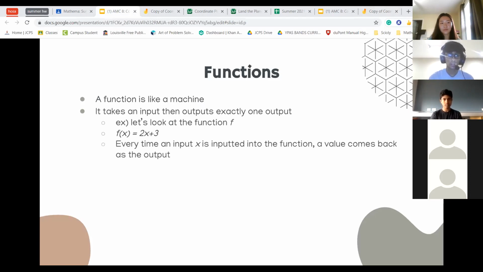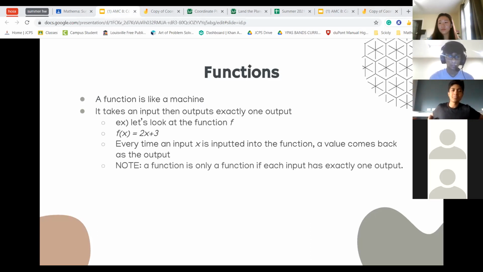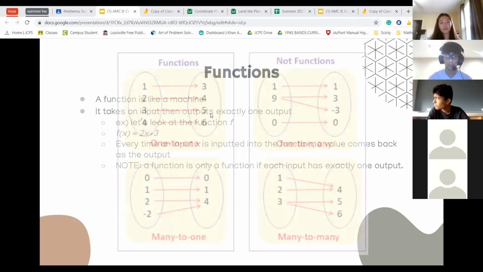For every x value that you input, like you can input the value 1, you'll get exactly one y output. Be careful. A lot of people think f of x is f times x. f of x is kind of like saying y. So if you do f of 2, it'll be f of 2 equals 2 times 2 plus 3. Every time an input x is input into the function, a value comes back as the output. And a function is only a function if each input has exactly one output.